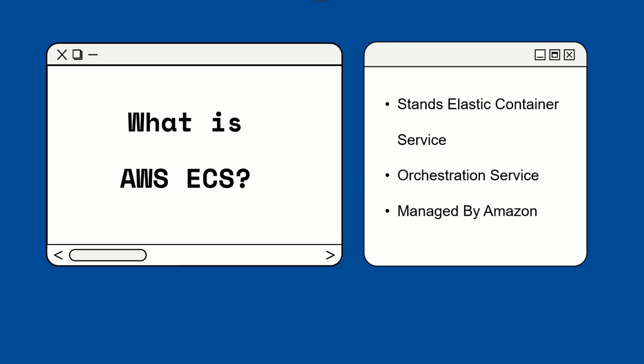Orchestration is just a fancy word. For me, I have found a simple term: container management service. It's like a conductor of your orchestra, where you can consider the orchestra as your containers. So it helps you easily deploy, manage and scale containerized applications.